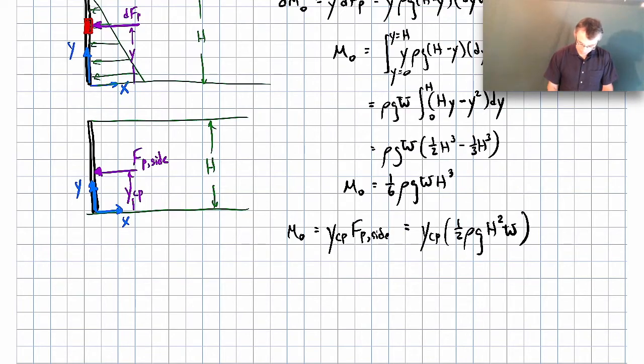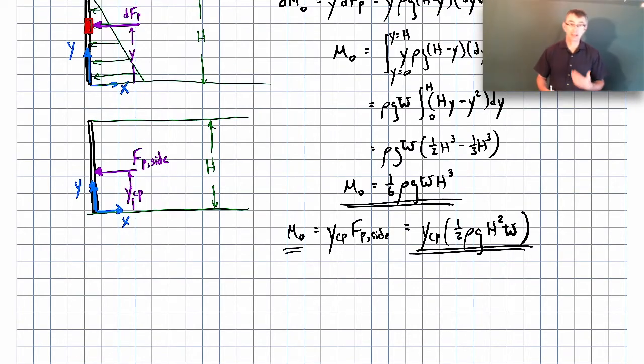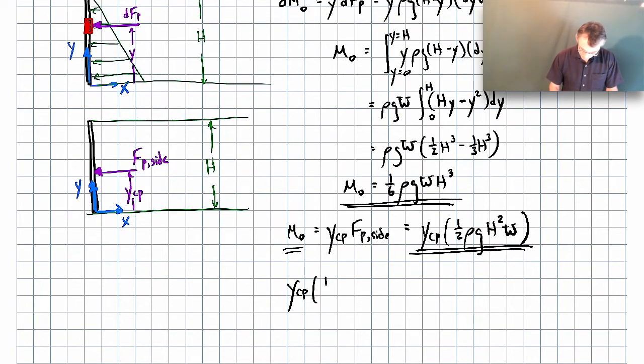And we want this moment to be the same as this moment. The idea here is we're replacing the distributed pressure force with the resultant pressure force. We just want them to have the same moment. So we have to put the resultant pressure force in the right location. So when I set those two equal, we can go ahead and simplify it and solve for the center of pressure.